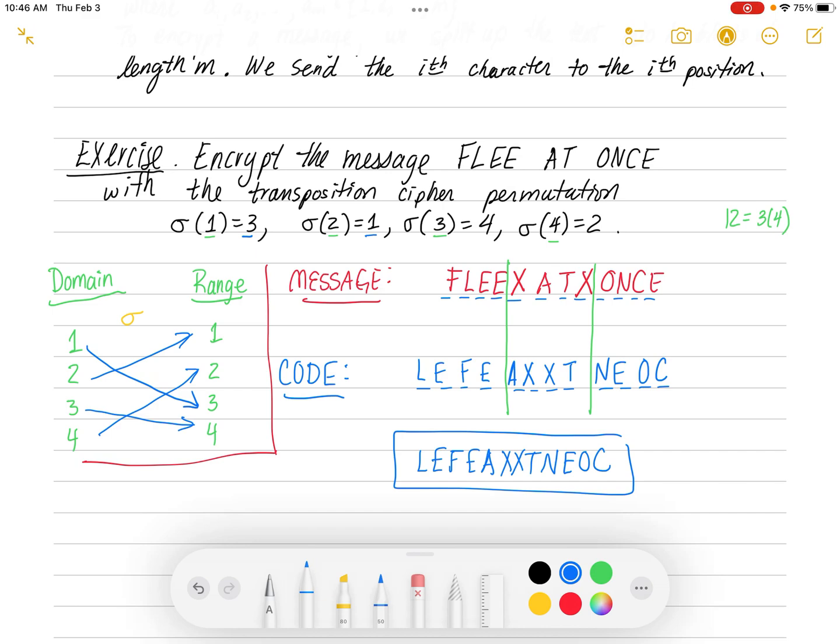Right, so it's not very difficult. So in the next video, we'll look at decoding something that has been encrypted.